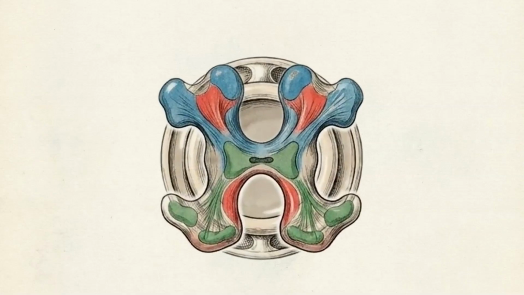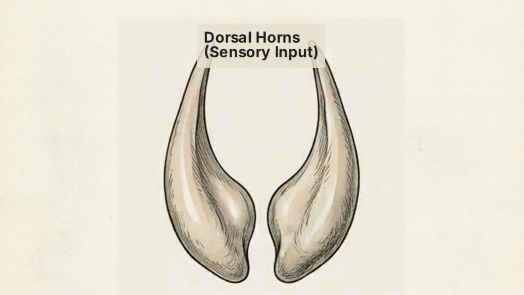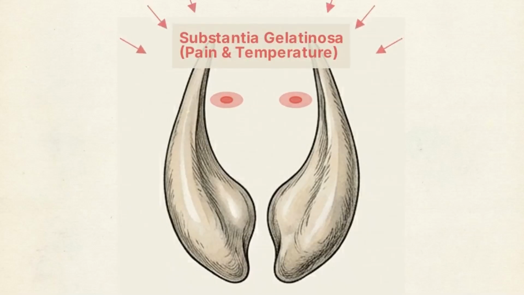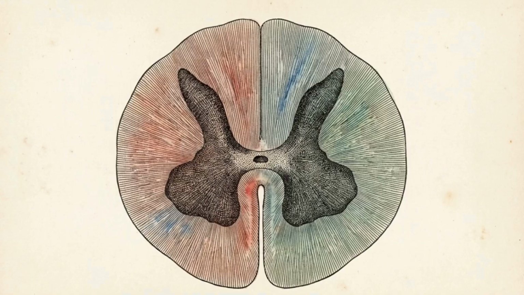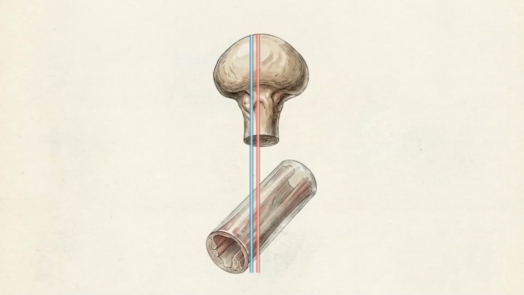Zooming into the gray matter, the ventral horns house the motor neurons sending outgoing signals to your skeletal muscles. Conversely, the posterior dorsal horns act as receiving centers. Here, the substantia gelatinosa takes in incoming sensory signals for pain and temperature. Surrounding these processing centers is the white matter. Think of this as the vertical highway system, containing the ascending sensory tracts heading to the brain and descending motor tracts heading out to the muscles.